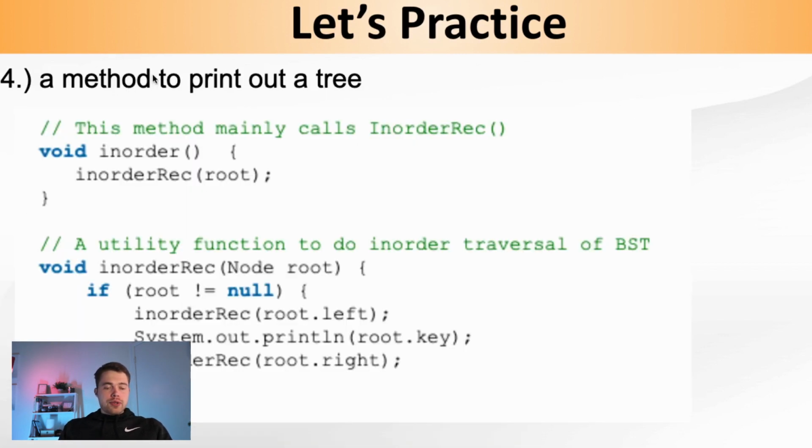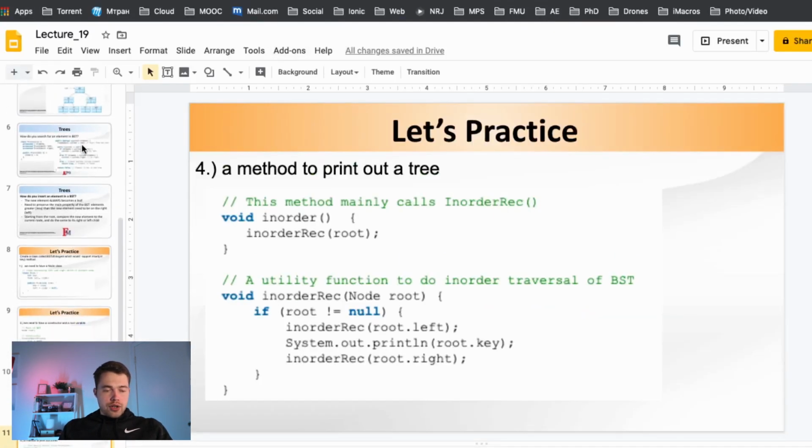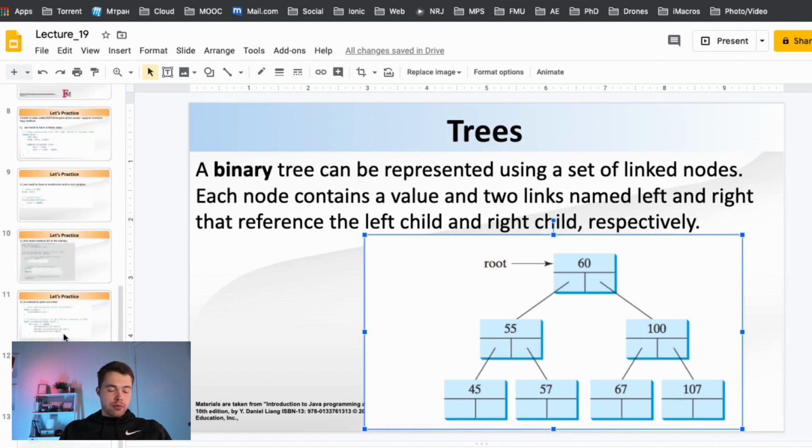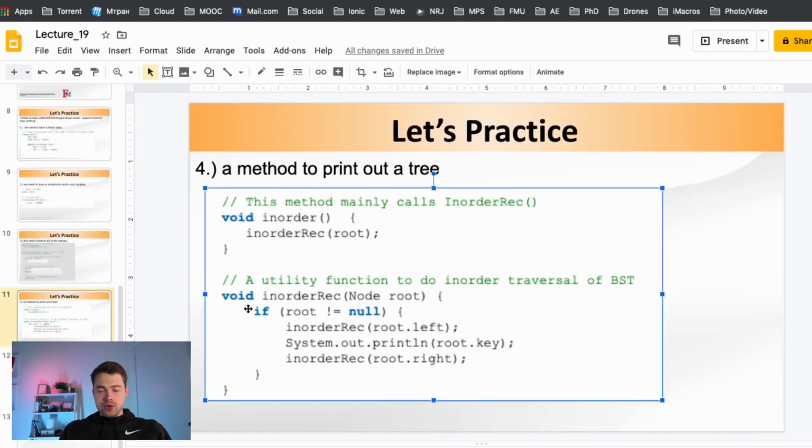And then what I want you to do is create a method to print out a tree. We'll do so-called in-order traversal. If you want to Google what that means, in-order traversal. But here's the code. Basically, what in-order traversal does is it traverses a tree and prints out the binary search tree in ascending order. For this binary search tree, it's going to print out 45 first, then 55, then 57, then 60, then 67, then 100, then 107. You don't have to understand how it works yet, we'll be talking about it a bit later. But you can just copy this code.